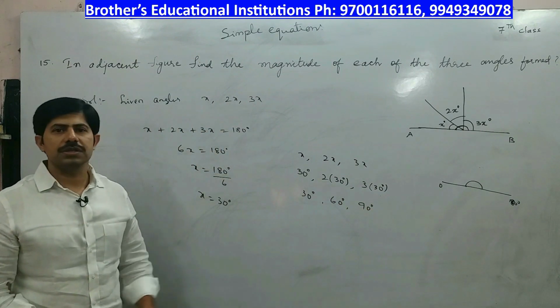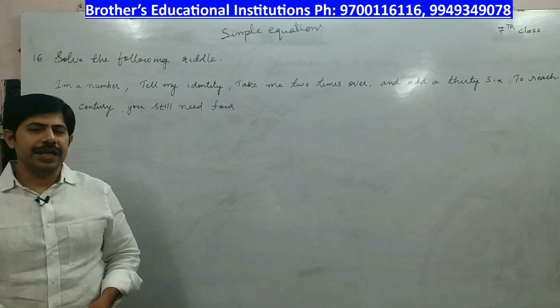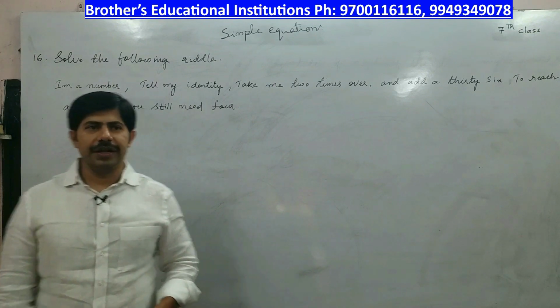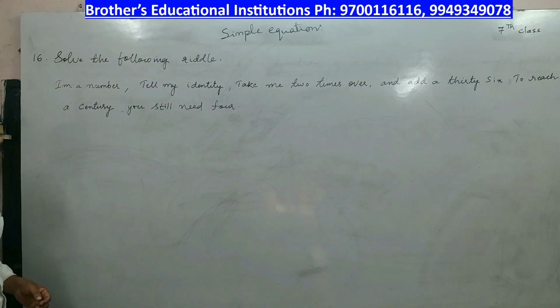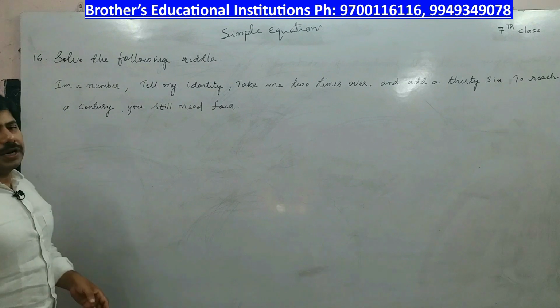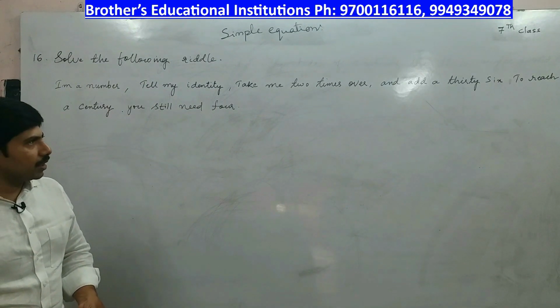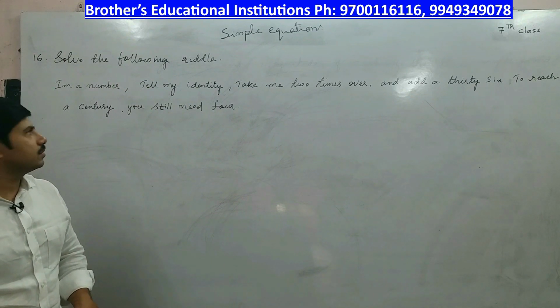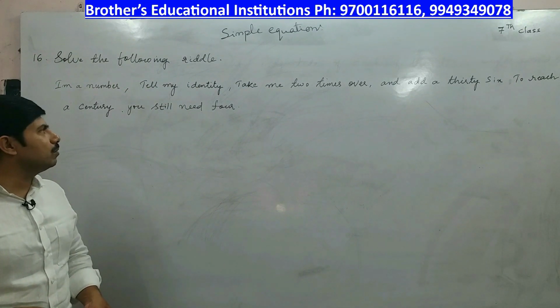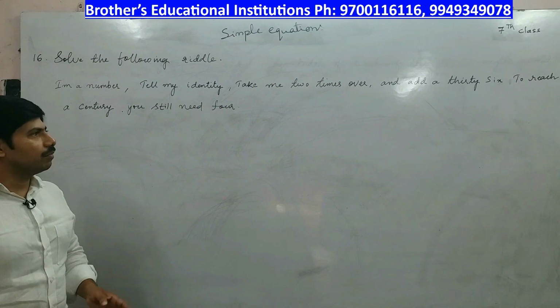Okay, so this is completed. The next one is a riddle, so we'll solve that riddle. If I am a number, tell my identity. That means you have to find a number. Take me 2 times over and add 36. To reach a century, you still need 4. So we have to find the number.